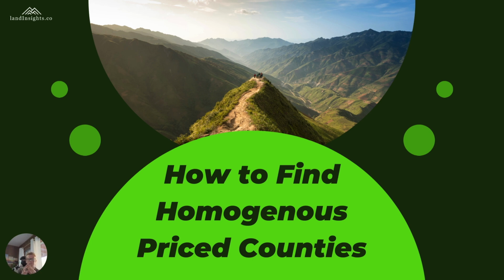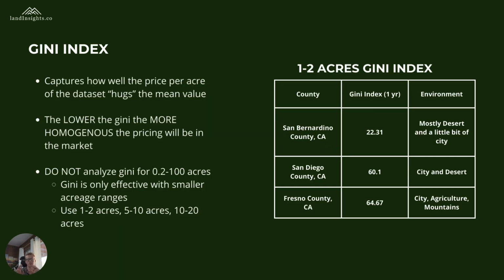So with Land Insights, we've come up with a calculation that allows us to find those homogeneously priced counties. The calculation that we came up with to calculate homogeneous pricing is called the Genie Index. And the Genie Index captures how well the price per acre of a data set hugs the mean value. So in simple terms, we're seeing how well the price all stays in one place, basically. So on a 1 to 2 acre range, the Genie is calculating how well it's about the same price. In Land Insights, Genie Index goes on a range of 0 to 100. It caps out at 100.